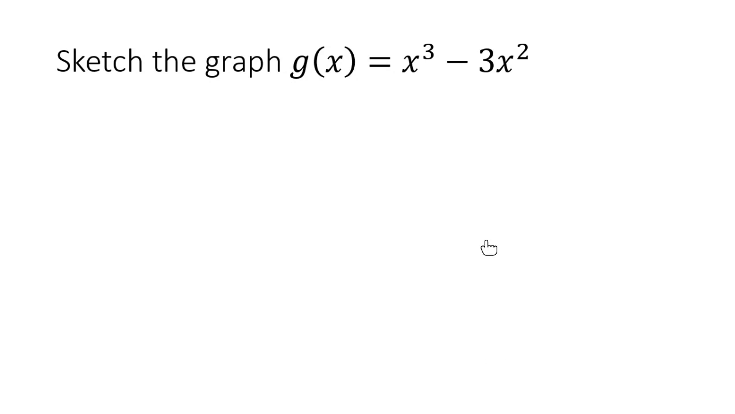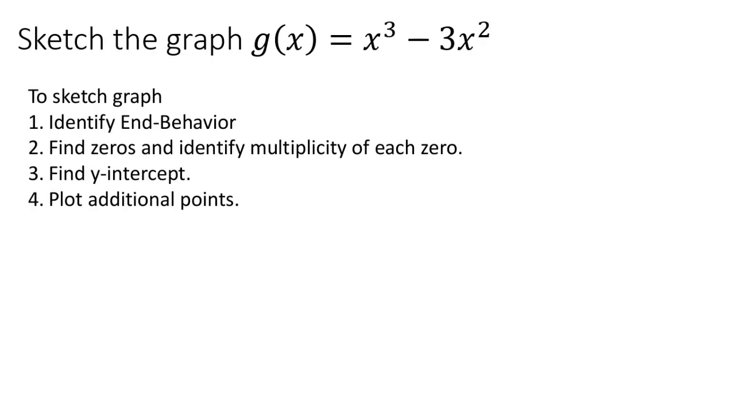So how can we put all of that together to form a graph, okay? So we're gonna form a graph here. In order to graph this, you need to be able to do these 4 things. Identify the end behavior, find the zeros and the multiplicity, and whether it touches and turns or crosses, and then the y-intercept, and then additional points to help you fill in the gaps.